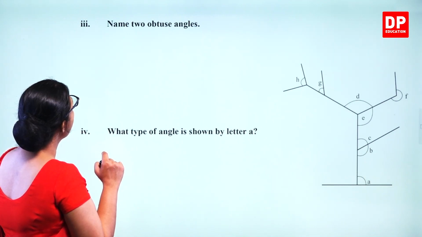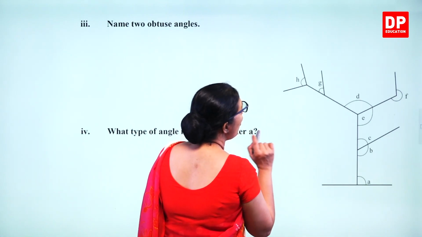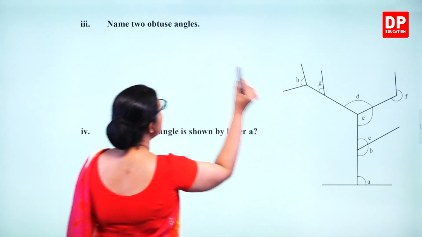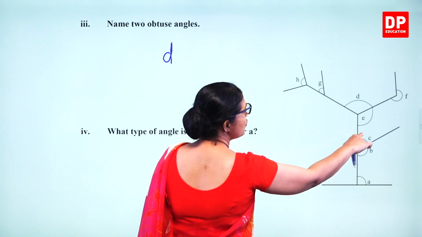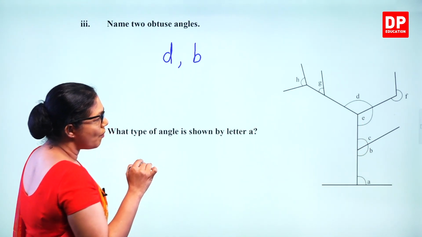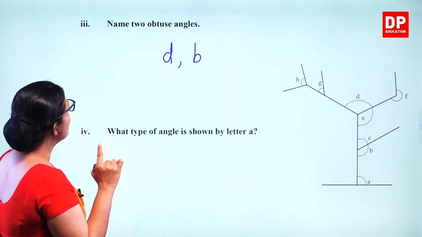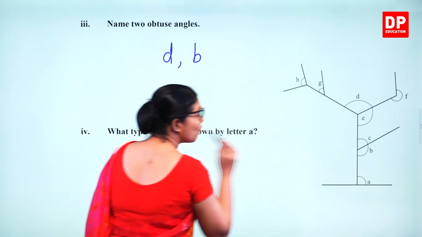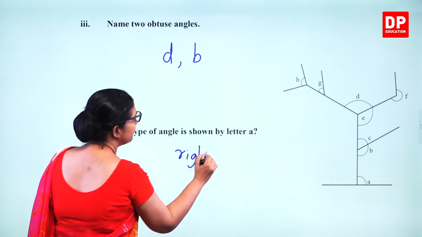Part 3. Name 2 obtuse angles. Obtuse is more than 90, less than 180. So D is an obtuse angle and E also obtuse. You can write B or E. B also obtuse. What type of angle is shown by letter A? This is horizontal, this is like vertical, 90 degrees. So that's a right angle.